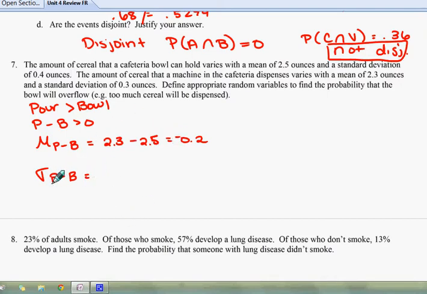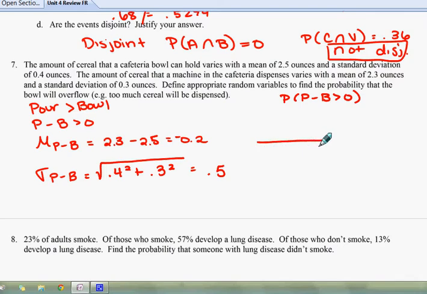Standard deviation, remember, it doesn't matter if they're talking about add or subtract. You always add with variances. And once we're in here, we have to do the squares. So the variances here are 0.4 squared and 0.3 squared. And so that gives me an expected standard deviation of 0.5. So again, it's going to overflow if P minus B is greater than 0.